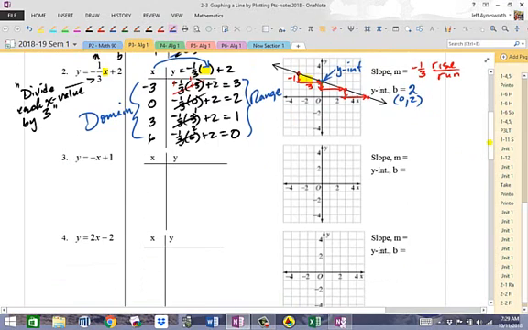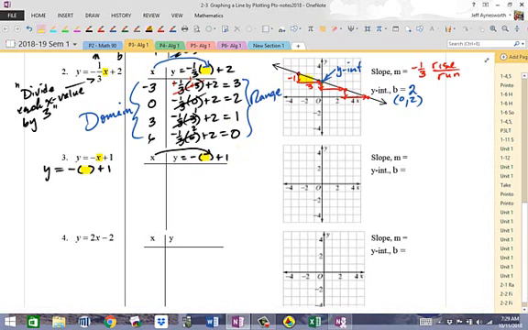Okay, now here there's no fraction. y equals negative x plus 1. This is the same thing as y equals a negative of whatever x is, plus 1. So I have to substitute x into my variable, and then make it negative and then add 1. So this is very simple.